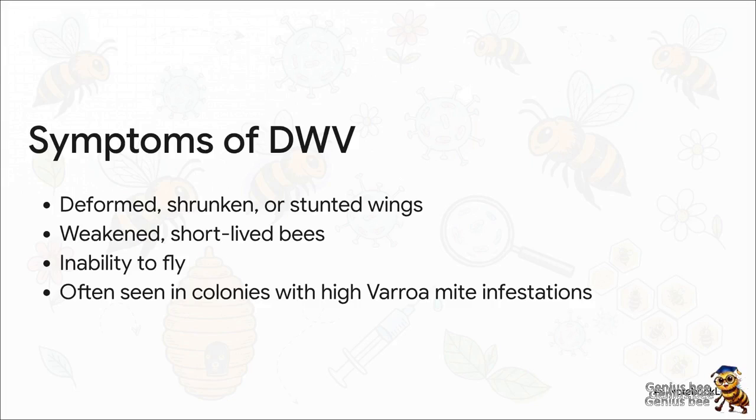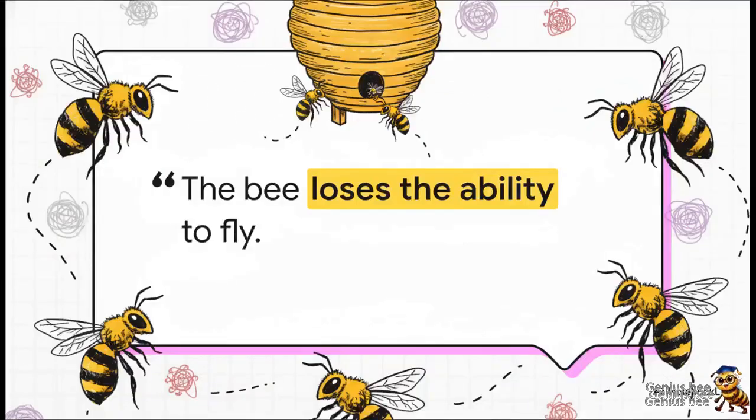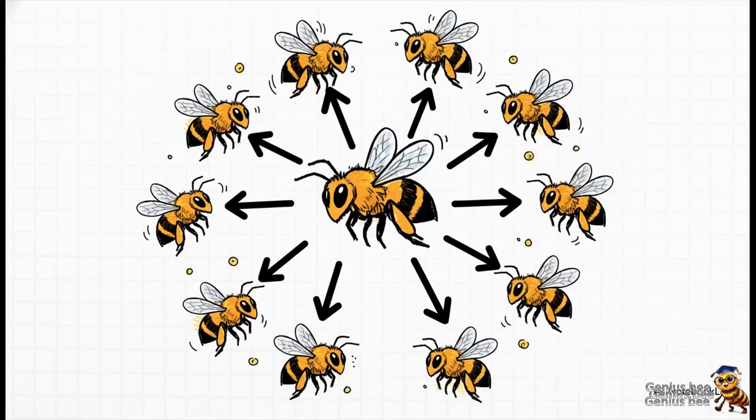Remember that, we are definitely coming back to it. Just think about that for a second. For a honeybee, a forager whose entire job is to fly out and bring back resources, losing the ability to fly is a death sentence. Not just for that one bee, but for the entire colony that depends on her. It's just awful. All right, another really serious threat to adult bees is chronic bee paralysis virus.